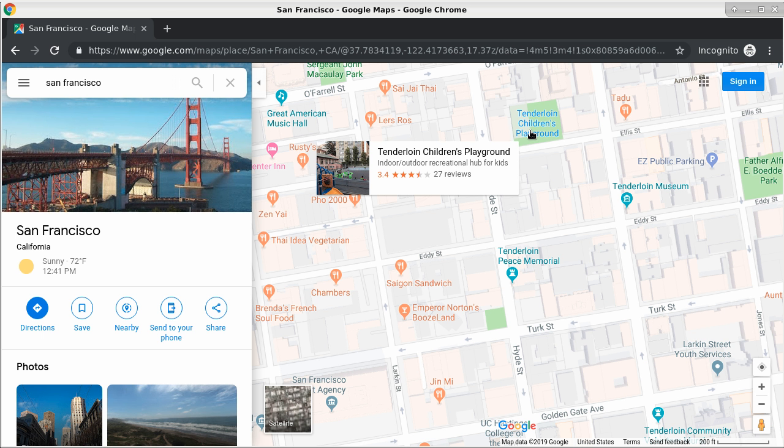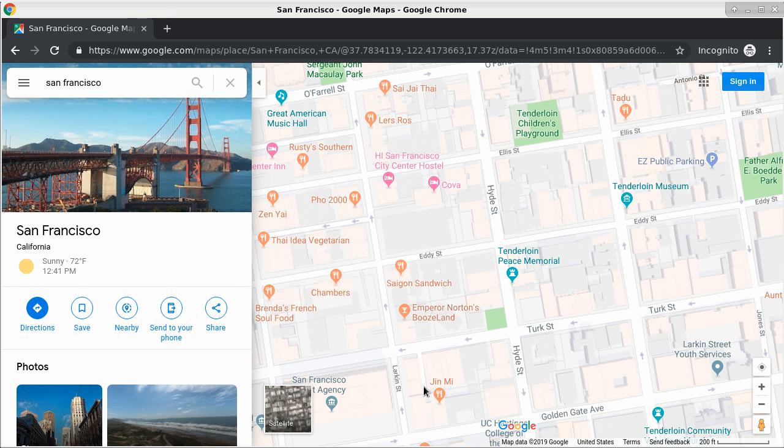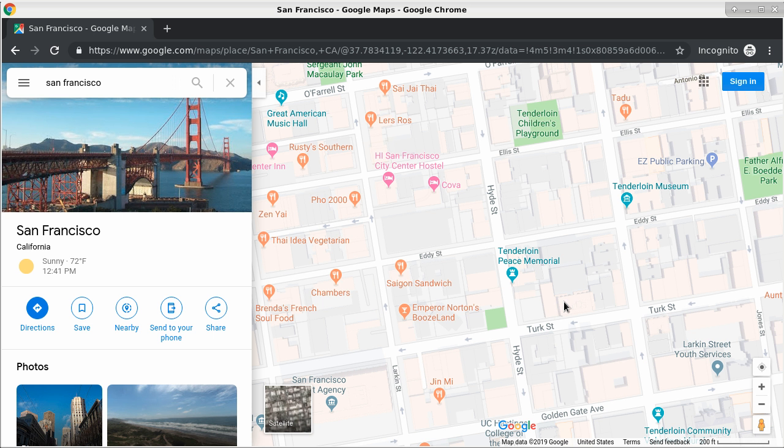And you can see how the children's playground has a not so good rating. I mean, it's only 3.5 stars, while Boozland has got 4.5 stars. That tells you why we have a population decline. So yes, the answer is yes.